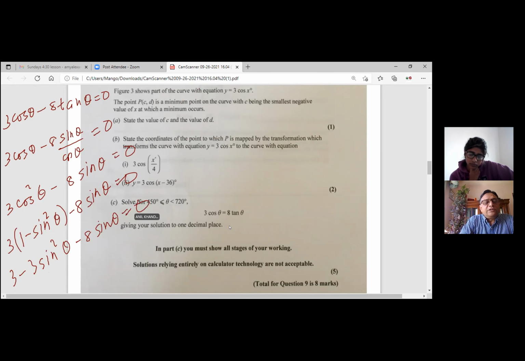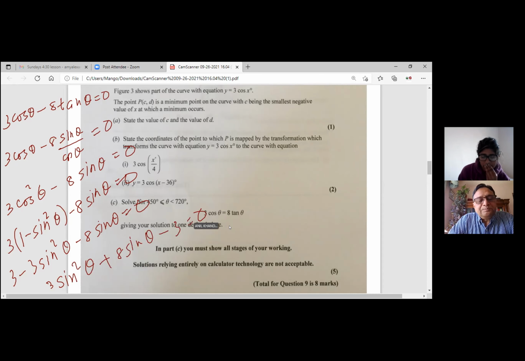And rewrite the equation, making this coefficient positive. So you get 3 sine square theta plus 8 sine theta minus 3 equals 0. Is it okay? Now you can factor this. 3 times 3 is minus 9, right? So you can factor. Can you factor? Plus 9 and minus 1.